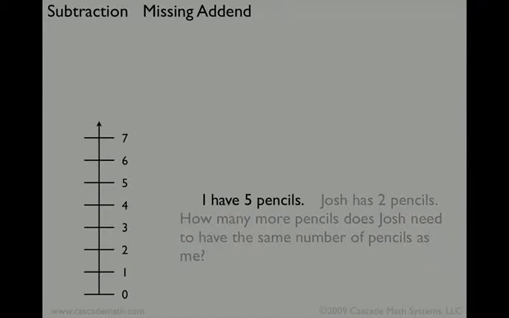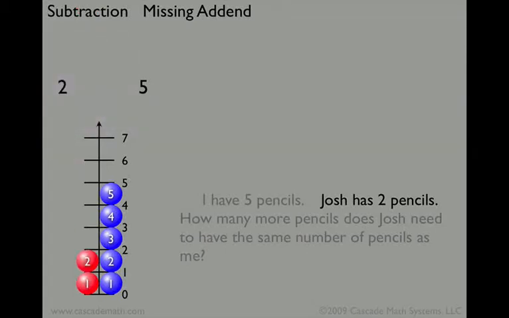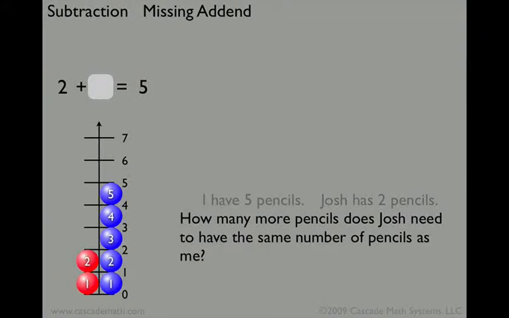First, I use 5 balls to represent my 5 pencils. 1, 2, 3, 4, 5. Now, I'm going to use 2 balls to represent the pencils Josh has. 1, 2. Let's count the number of balls I need to add so that Josh would have the same number as me. 1, 2, 3.